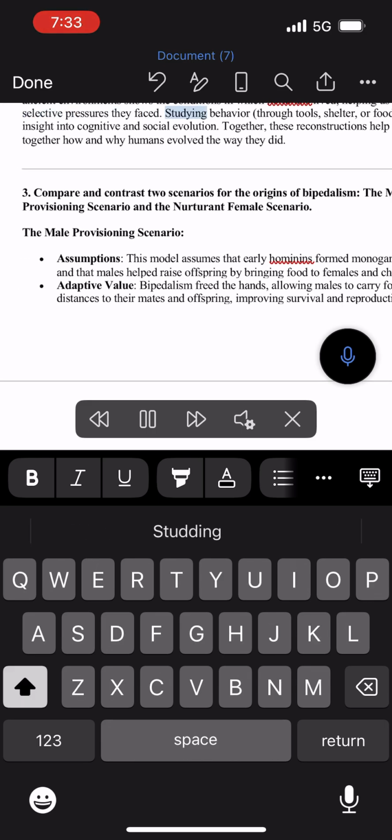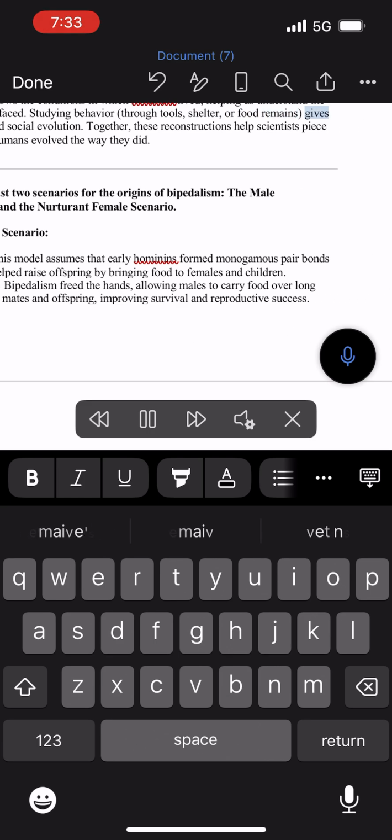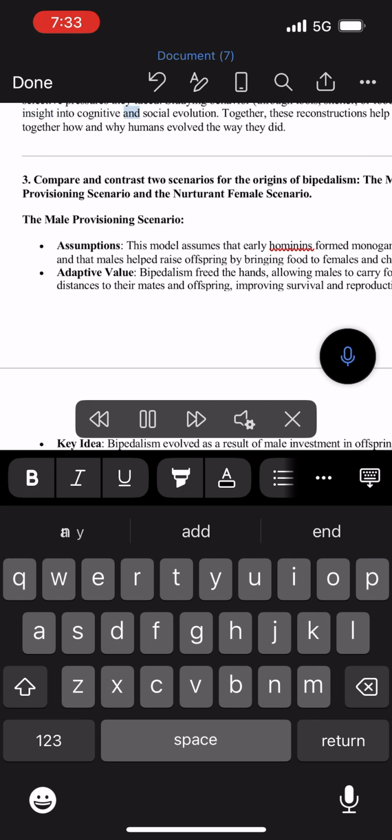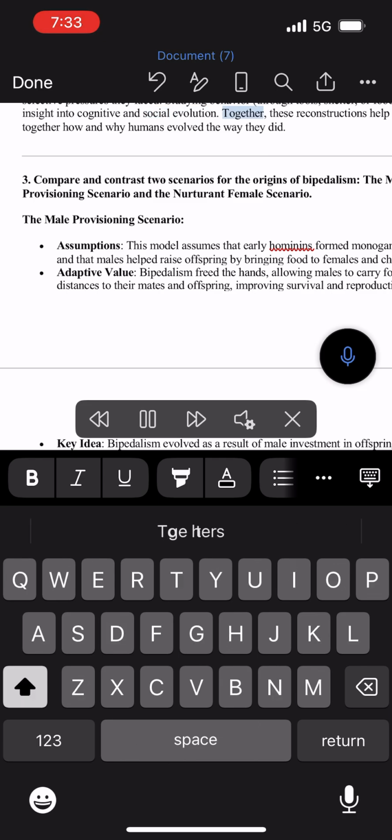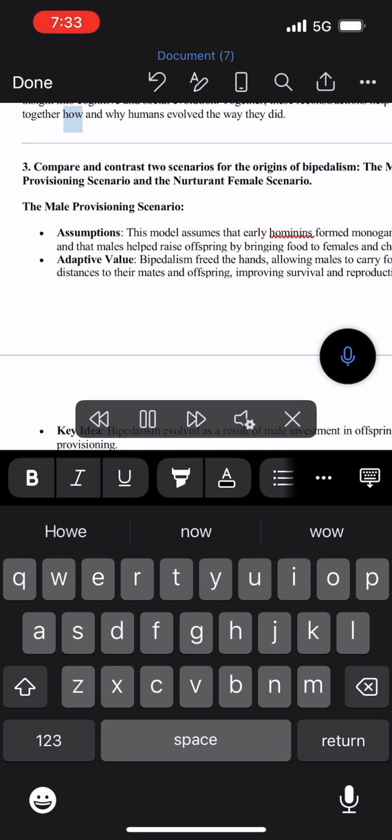Studying behavior through tools, shelter, or food remains gives insight into cognitive and social evolution. Together, these reconstructions help scientists piece together how and why humans evolved the way they did.